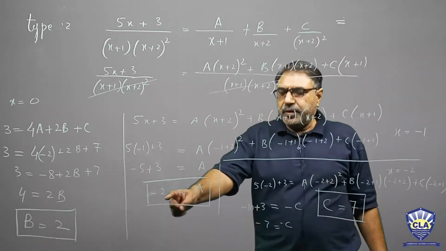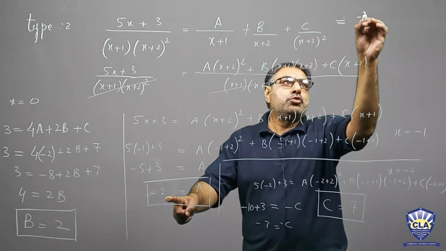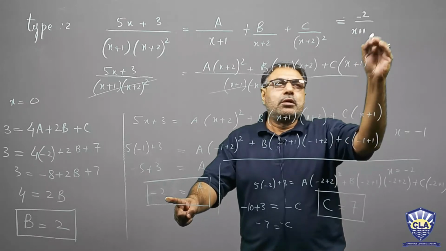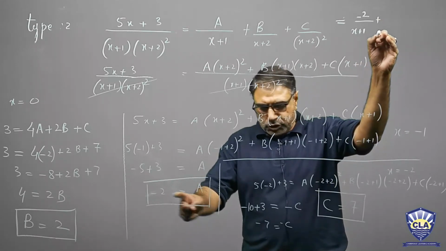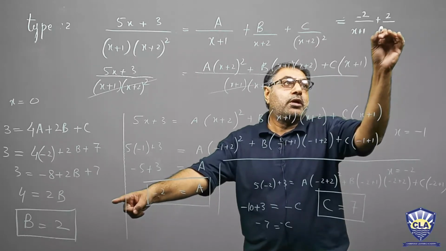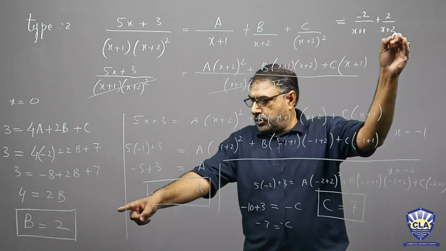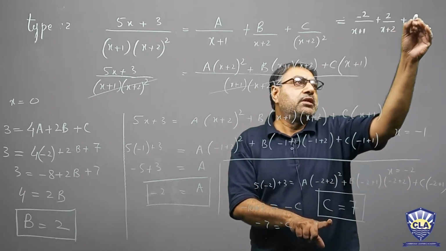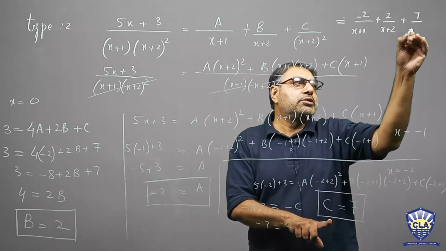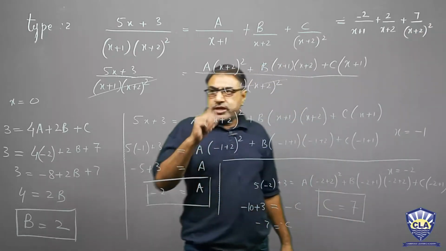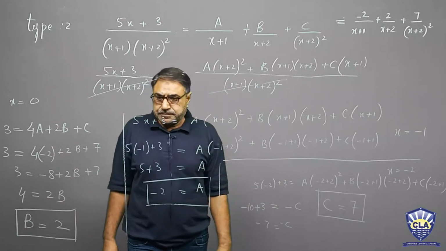What is A? Minus 2 over x plus 1. Plus, what is B? B is 2 over x plus 2. And what is C? C equals 7, plus 7 over x plus 2 whole square. It is the second type of partial fraction.